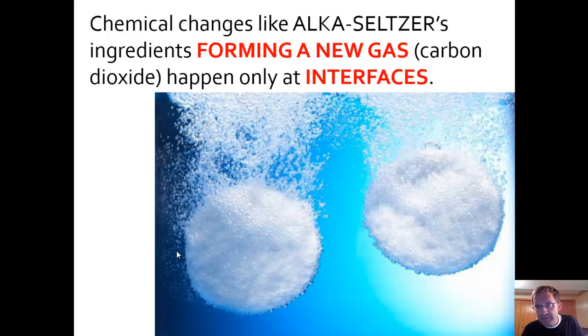and one of the products that they make is a new gas. In this case it's carbon dioxide bubbles being made, but if you look really closely here, the bubbles form exactly where the ingredients of the tablet touch the water. And so there's an interface right there. The tablet's contents are dissolving and they're immediately reacting with each other, and we get this chemical change forming a new gas, as well as some other things that are in the liquid as you're drinking it, but we're not too worried about those at this point.